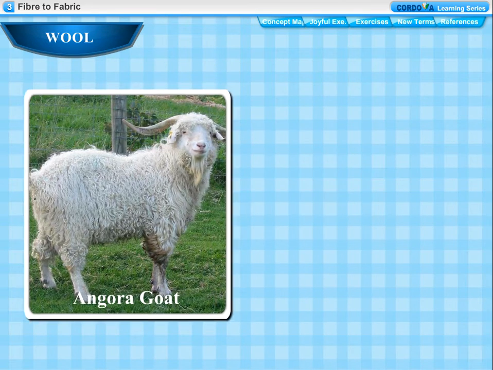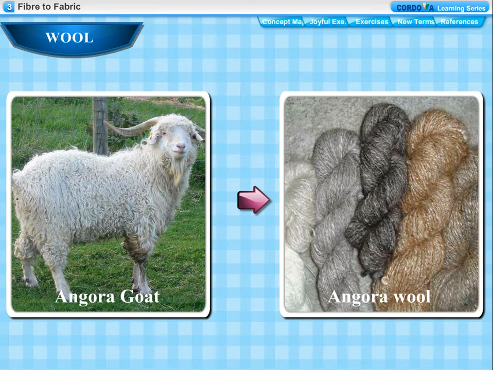Angora goat. Angora wool is a long, soft wool obtained from Angora goat, found in the hilly regions such as Jammu and Kashmir.